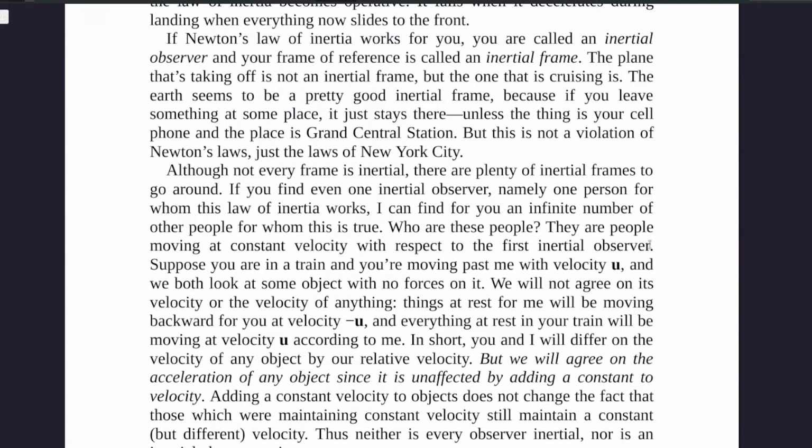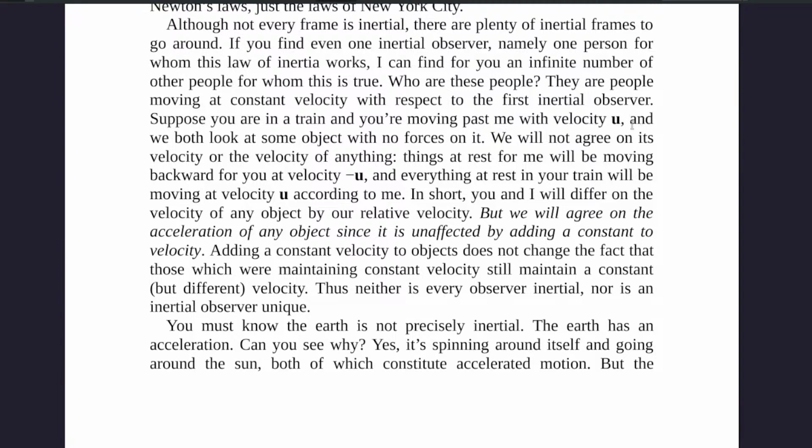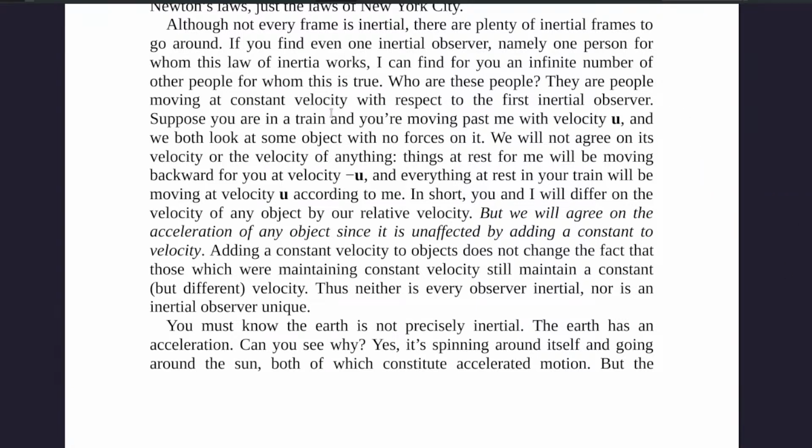Suppose you're in a train and you're moving past me with velocity u, and the bold face is also indicating the direction or vector, just like the i or j thing, that it has a direction. Velocity u, and we both look at some object with no forces on it. We will not agree on its velocity or the velocity of anything. Things at rest for me will be moving backward for you at velocity negative u, and everything at rest in your train will be moving at velocity u according to me. In short, you and I will differ on the velocity of any object by our relative velocity.